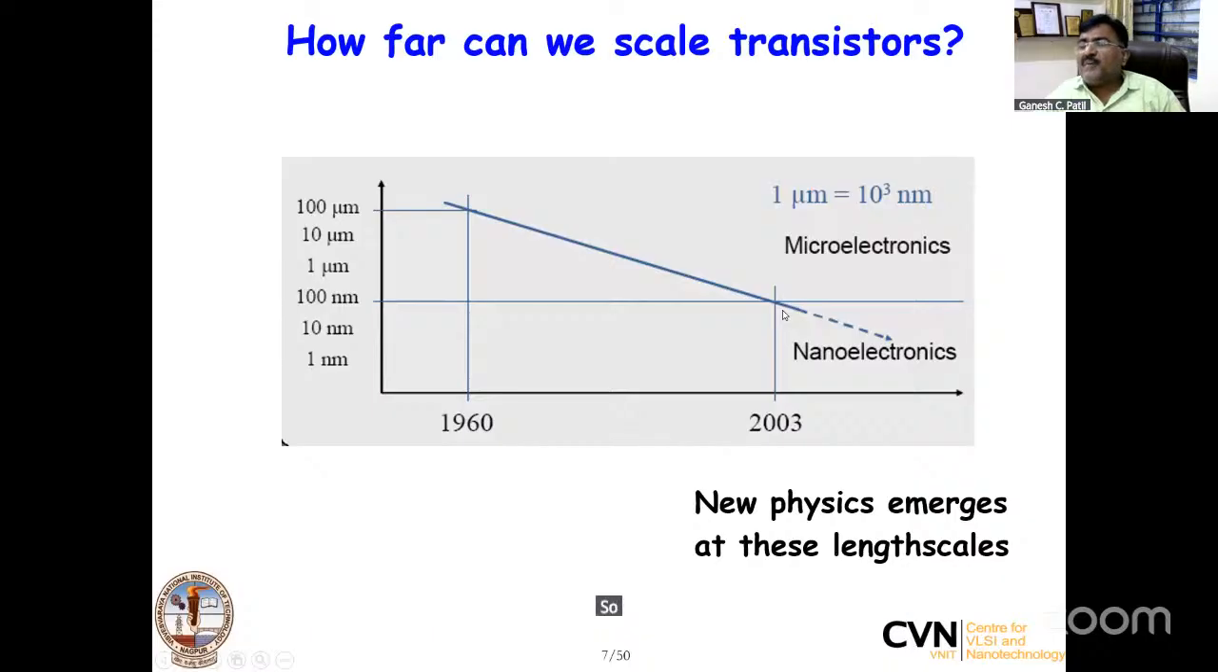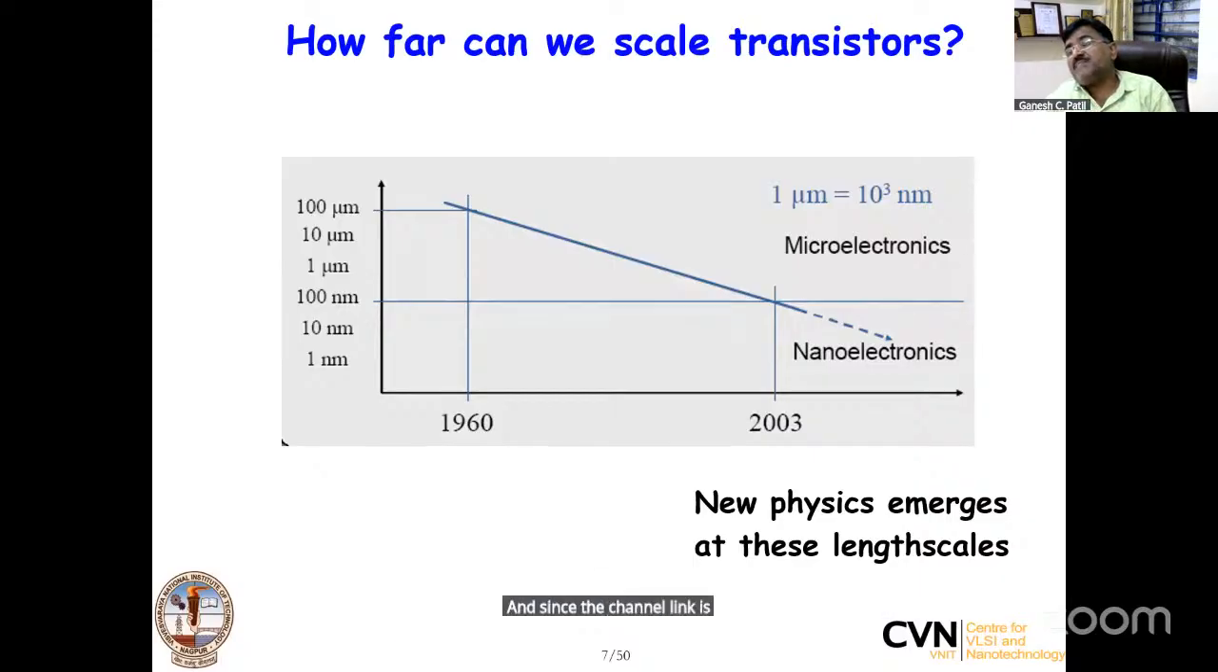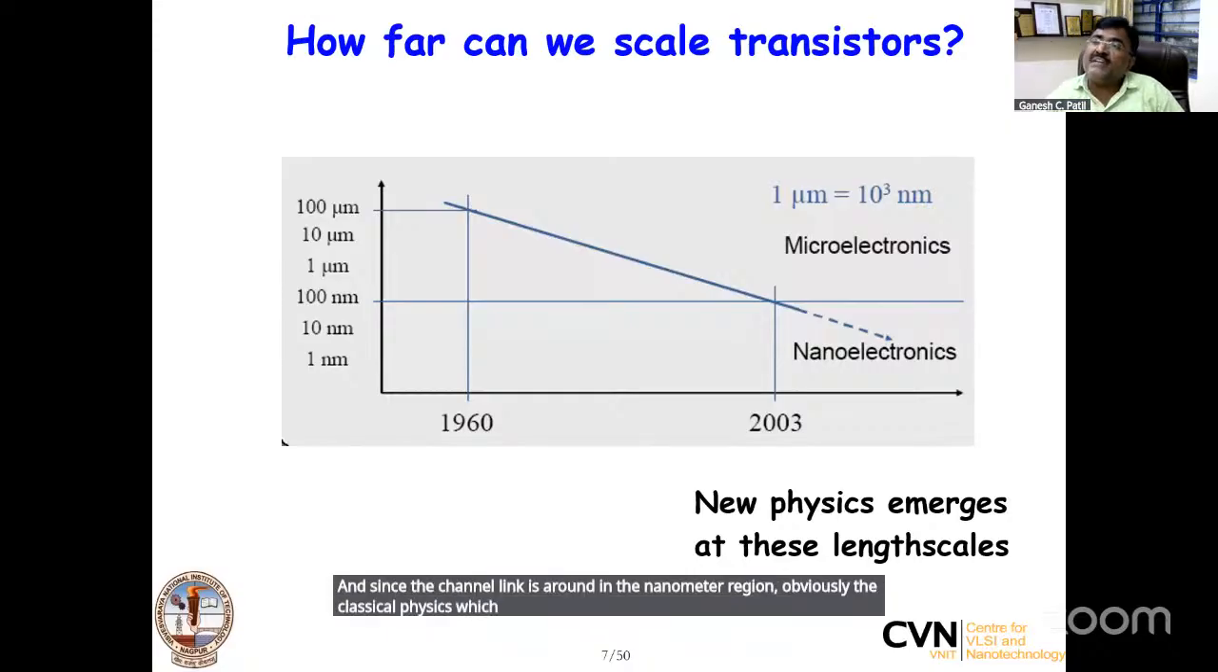So when we talk about microelectronics and nanoelectronics, new physics will come up. Since the channel length is in the nanometer region, obviously the classical physics which we have studied so far, the current transport which we have studied so far, that was drift diffusion. That classical physics was telling us the electron is like a particle.